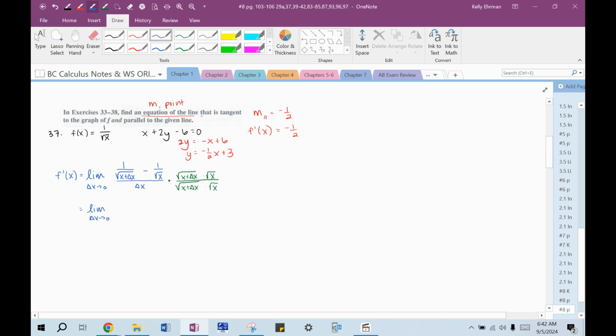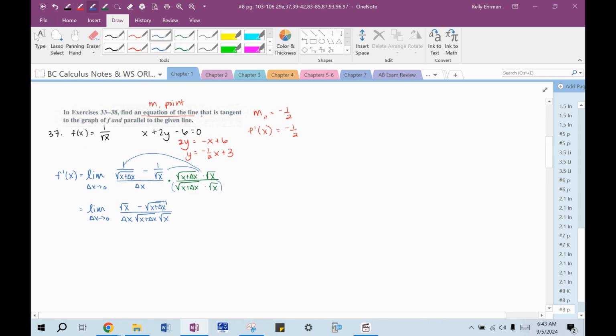So we have the limit as delta x approaches 0 of, so this would just be radical x for the first part. And then here I'd get minus radical x plus delta x. And then that's all over, remember, we don't usually actually distribute this stuff together. There's a delta x down here. We're multiplying by a radical x plus delta x, and we're still multiplying by a radical x. So there's nothing to distribute anyway down there.